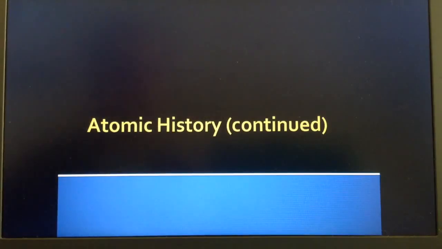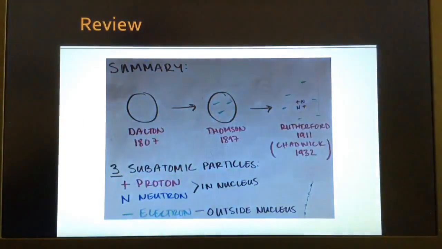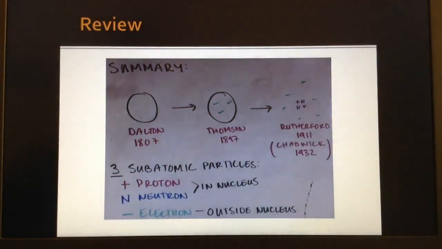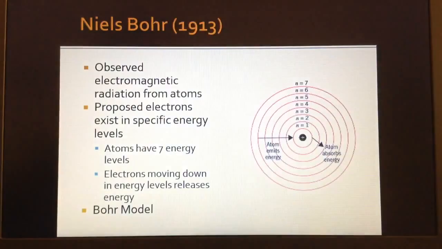So this is the second part of our atomic history discussion. To review where we came from previously, we went from Dalton to Thomson to Rutherford. And Rutherford's model of the atom had positive protons in the nucleus. Chadwick added the neutrons in 1932. But we have protons and neutrons in the nucleus, and Rutherford said that the electrons were orbiting around the nucleus.